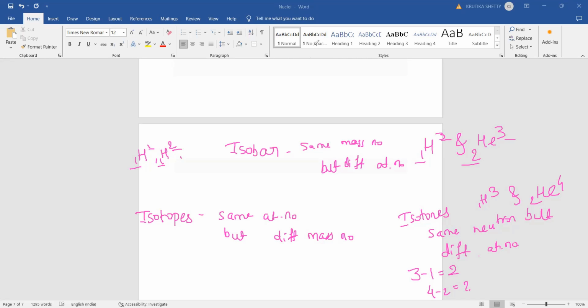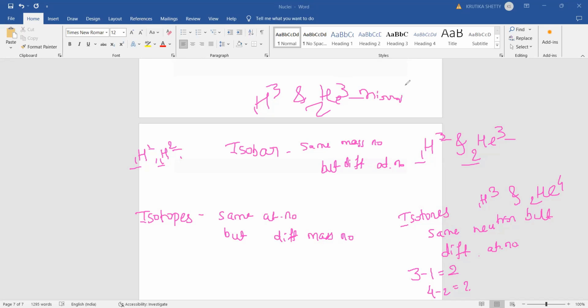Mirror nuclei also come up. In mirror nuclei, these are the nuclei having the same mass number but with the interchange of proton number and neutron number. An example for that is hydrogen 1, 3 and helium 2, 3. This is an example for mirror nuclei.